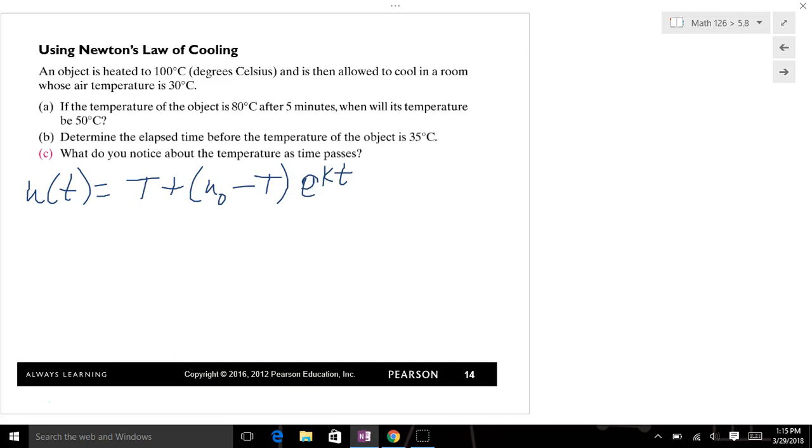Alright, so first of all, an object is heated to 100 degrees Celsius. So right when we take them out of the oven, it's 100 degrees. So that's our U subscript 0, 100 degrees Celsius.